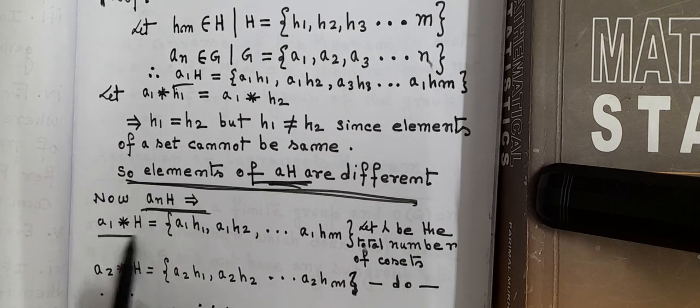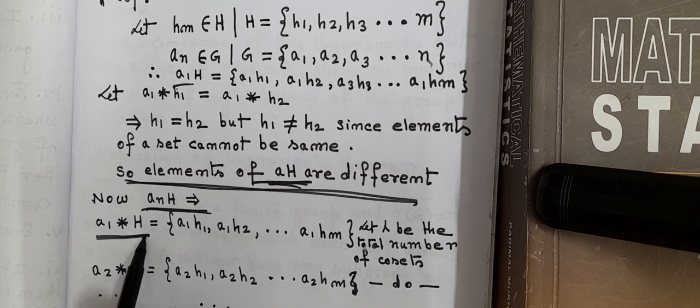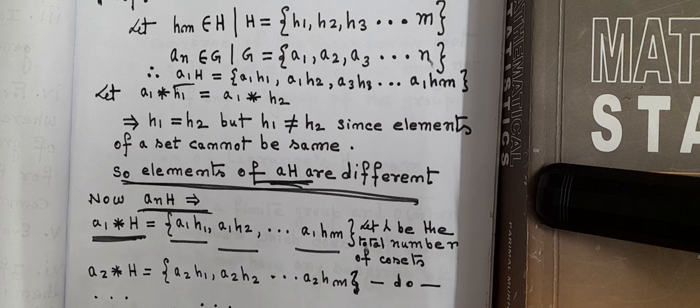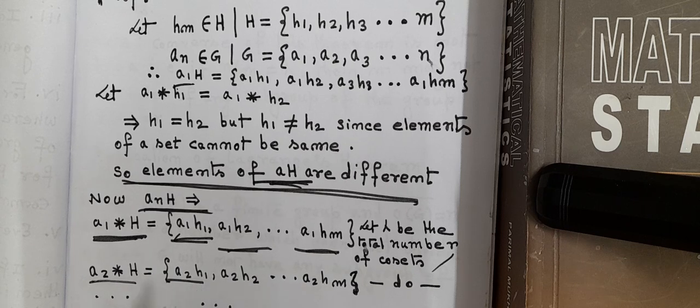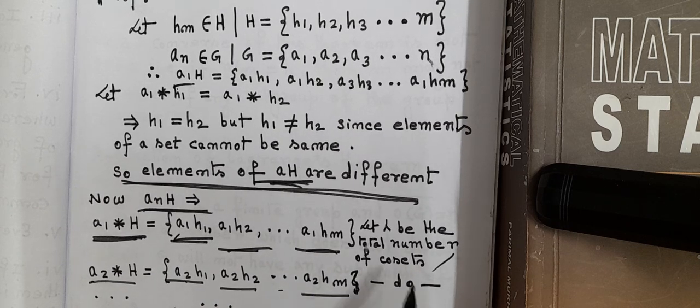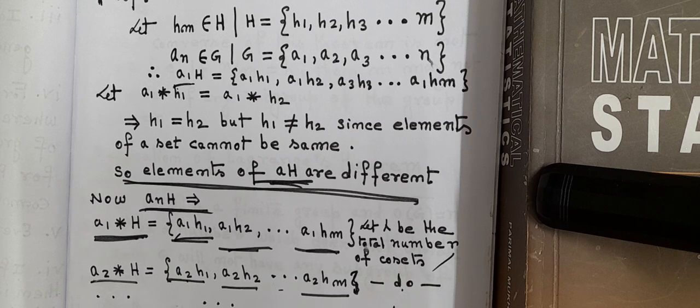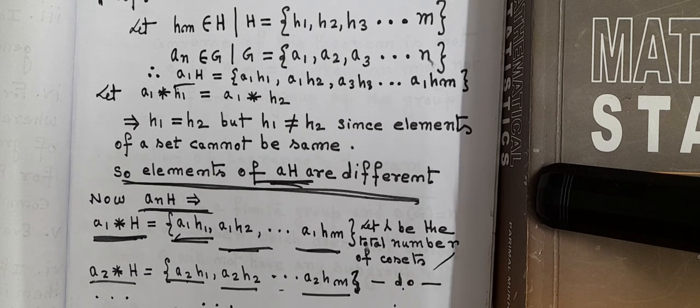First we have to multiply a1 by H. Then it will give us a1h1, a1h2, till a1hm. And let lambda be the total number of cosets here. For a2H, we will get the same thing: a2h1, a2h2 till a2hm, and let lambda be the total number of cosets.